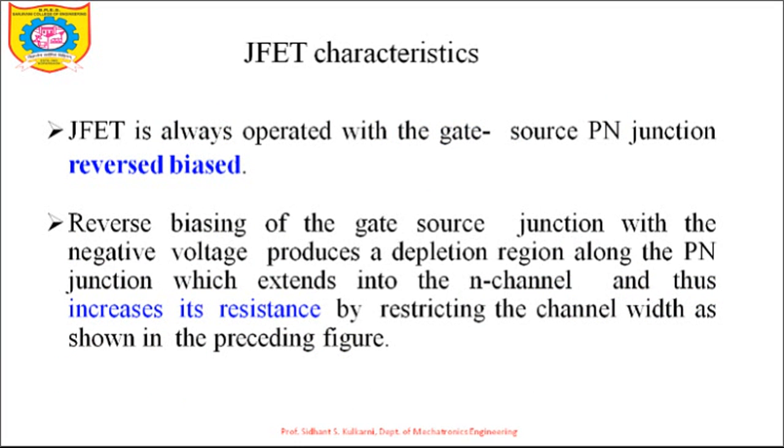Now try to understand the next concept. JFETs are always operated with the gate source PN junction reverse biased. What is the meaning of reverse bias? If the P type semiconductor is connected to the negative terminal of the battery and the N type semiconductor is connected to the positive terminal of the battery, then we say that the PN junction is reverse biased. So the gate to source junction is always reverse biased. Reverse biasing of the gate to source junction with a negative voltage produces a depletion region along the PN region which extends into the N channel and thus increases the resistance by restricting the channel width, as shown in the preceding figure. Now I will explain it to you.